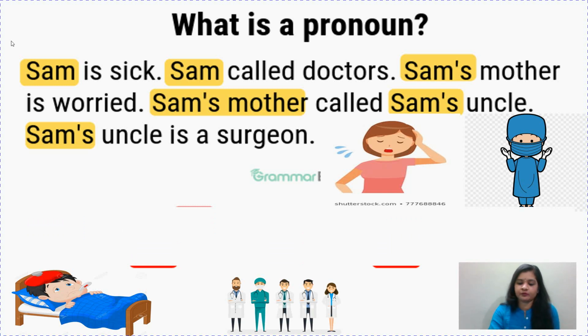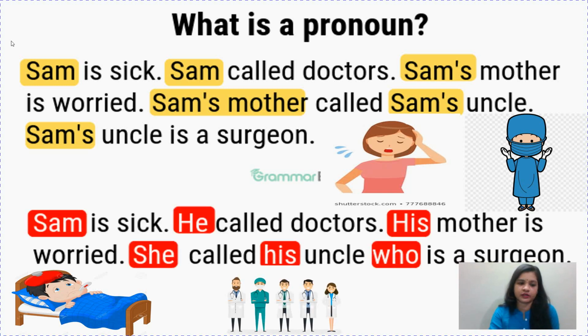Sam's. Okay. So is it looking good? Can we change the sentence? Is there any other way to write the sentence? Let's see. Okay. So in the first sentence we have to write the name of the boy. Otherwise, how will we know which boy we are talking about? So first we have to write Sam is sick. Okay, now here we got the information that we are talking about Sam.